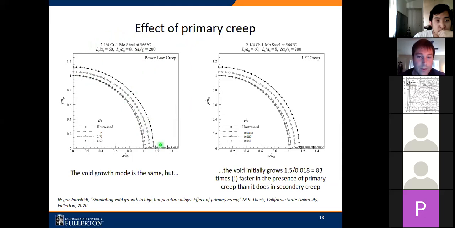If you use the same parameters and you use the more general model that includes primary creep, the shape is identical. The only difference is the times that have passed, right? So here, you can see the times that have passed, 0.15, 0.75, 1.5. Here, you get the same amount of growth, but at a much lower time. So when you include primary creep in your material model, the void grows much faster than it does if you only include secondary creep. In other words, if you neglect primary creep, you're going to underestimate how quickly that void grows. In fact, here, it's 83 times faster with primary creep than without primary creep.